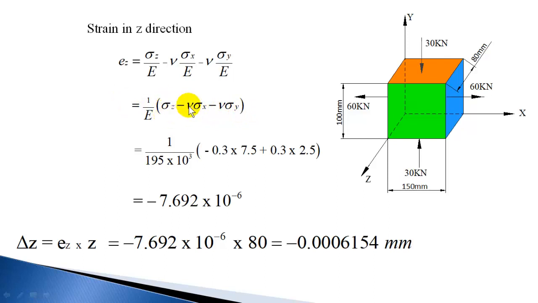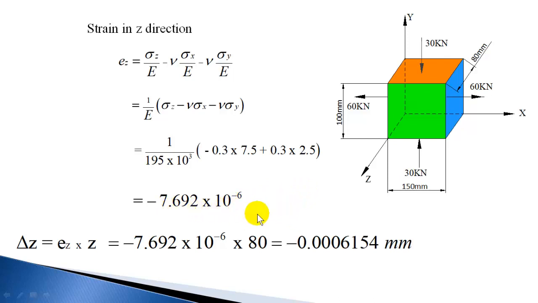Sigma z is 0, sigma x is 7.5, we can substitute. Sigma y is minus 2.5, so minus makes this term plus, and nu is 0.3, and E is 195 gigapascal, so 195 into 10 raised to 3, so it works out to a minus value. This minus sign indicates compressive strain, or decreasing dimension in the z direction, and the value is 7.692 into 10 raised to minus 6 mm per mm.